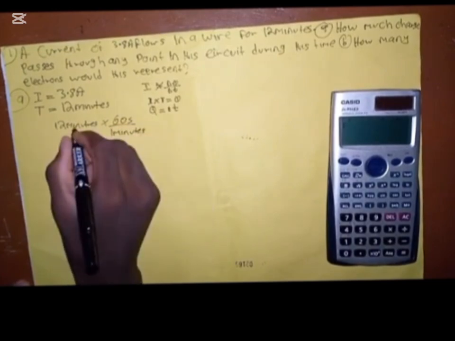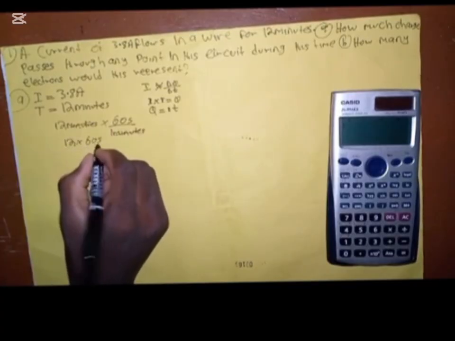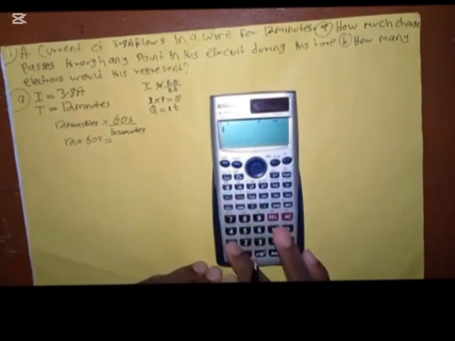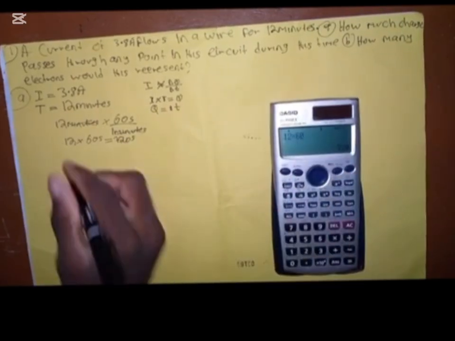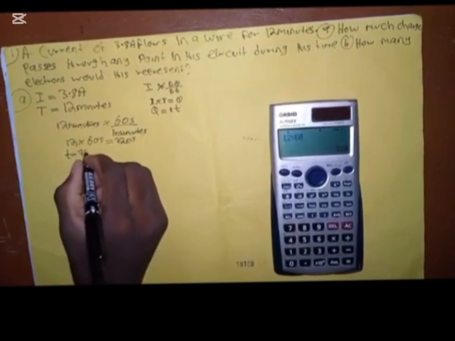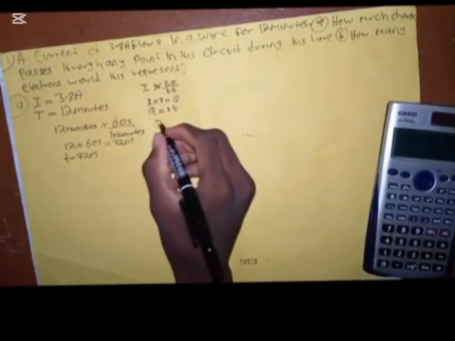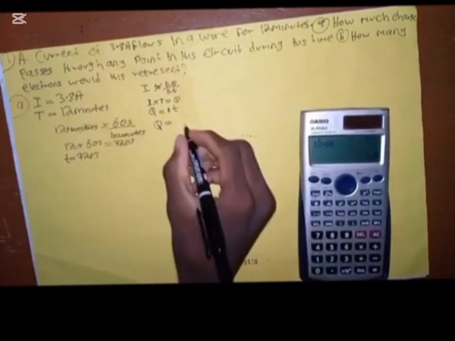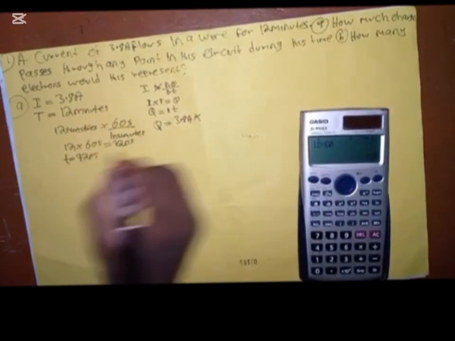The minutes will cancel minutes. We are left with 12 times 60 seconds, which gives us 720 seconds. Okay, we have our time, which is 720 seconds. Let's say our charge is equal to our current, which is 3.8 amps, times the time, which is 720 seconds.